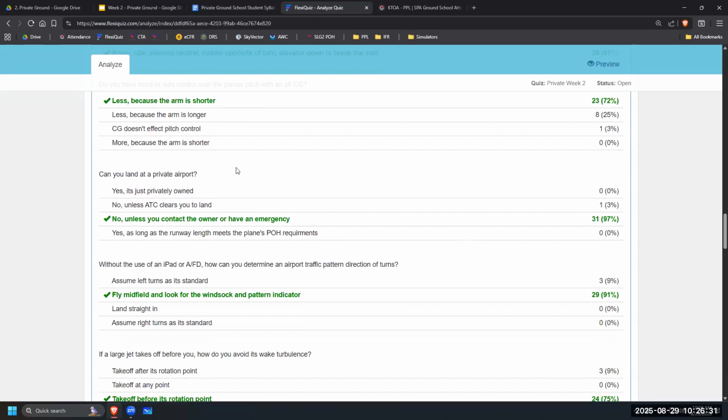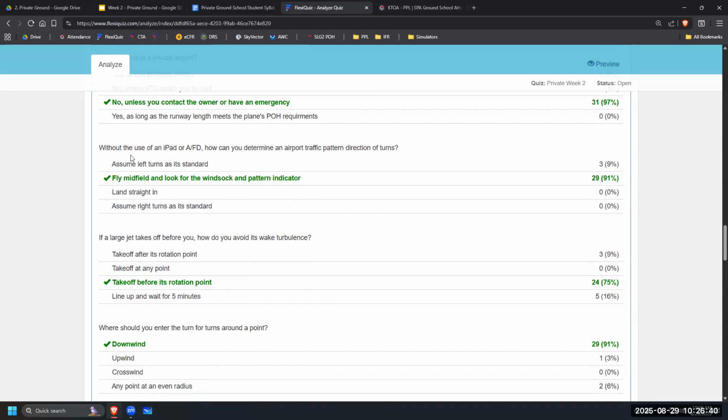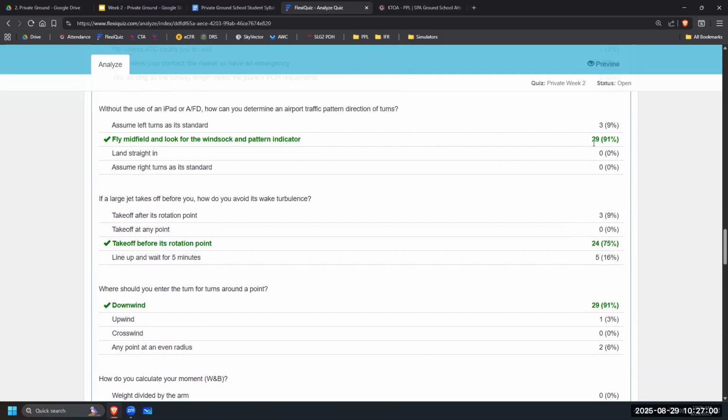That's pretty good. Can you land at a private airport? 97 is good. No, unless you contact the owner or have an emergency. Pretty straightforward. Without the use of an iPad or an AFD, which is also the chart supplement, can you determine an airport traffic pattern direction of turns? We just went over this in the little quiz that I made you take. So you fly midfield and you look for the windsock and the pattern indicator. 91, I like that. 29 of you. How did 29 of you take the quiz?